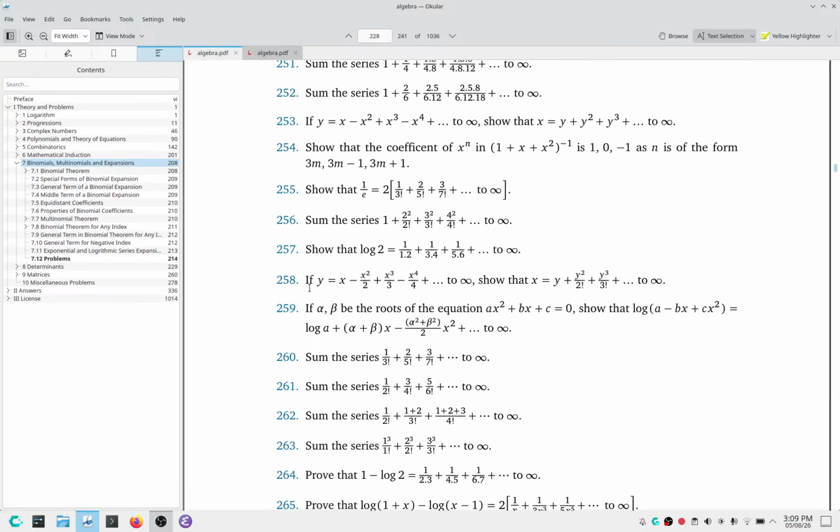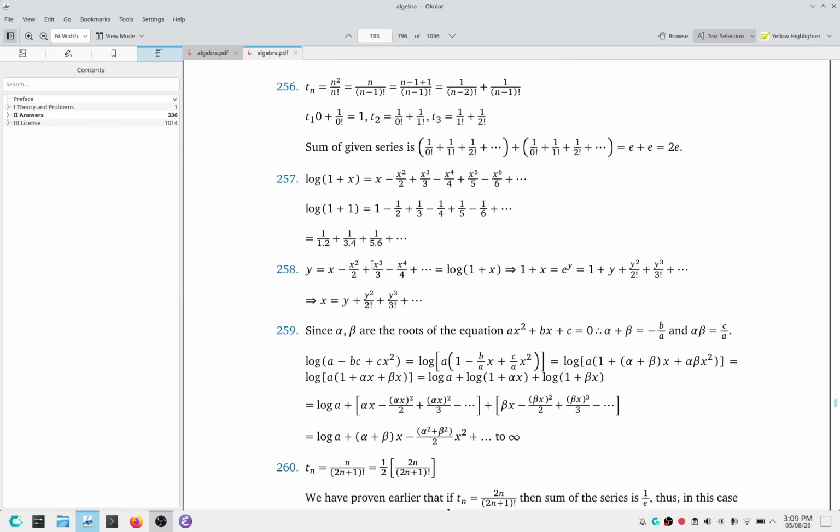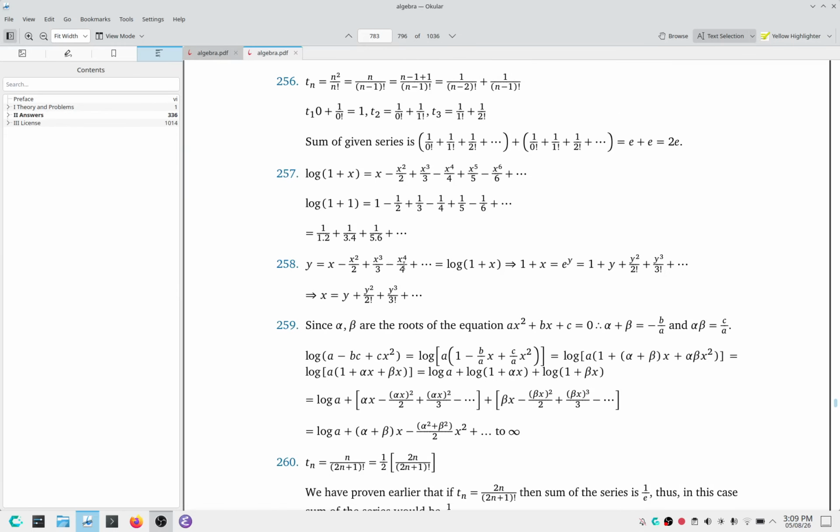Question 258 says that if y is equal to x minus x square upon 2 plus x cubed upon 3 minus x to the power 4 upon 4 and so on up to infinity, show that x is equal to y plus y square upon 2 factorial plus y cubed upon 3 factorial and so on up to infinity. So we know that y is equal to log of 1 plus x, that is 1 plus x is equal to e to the power y. That is equal to 1 plus y plus y square by 2 factorial plus y cubed upon 3 factorial and thus x is equal to y plus y square upon 2 factorial plus y cubed upon 3 factorial and so on.